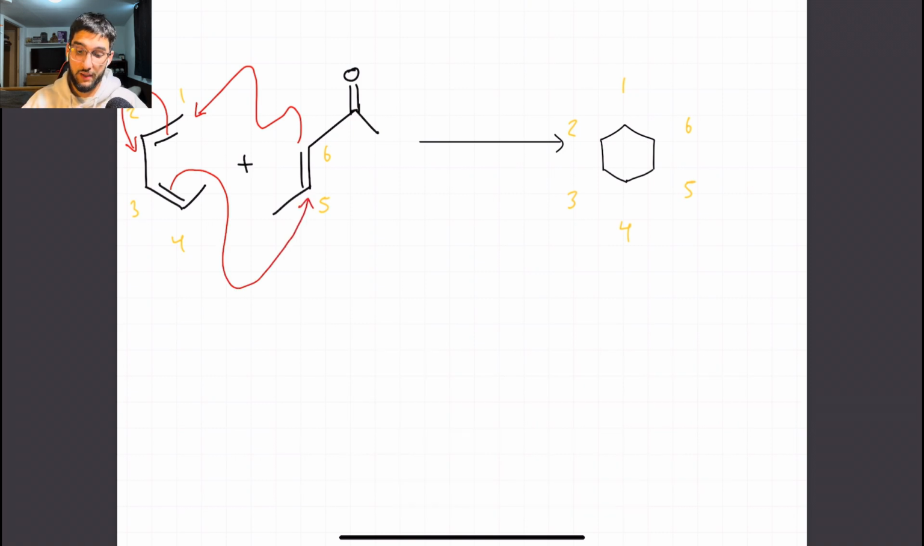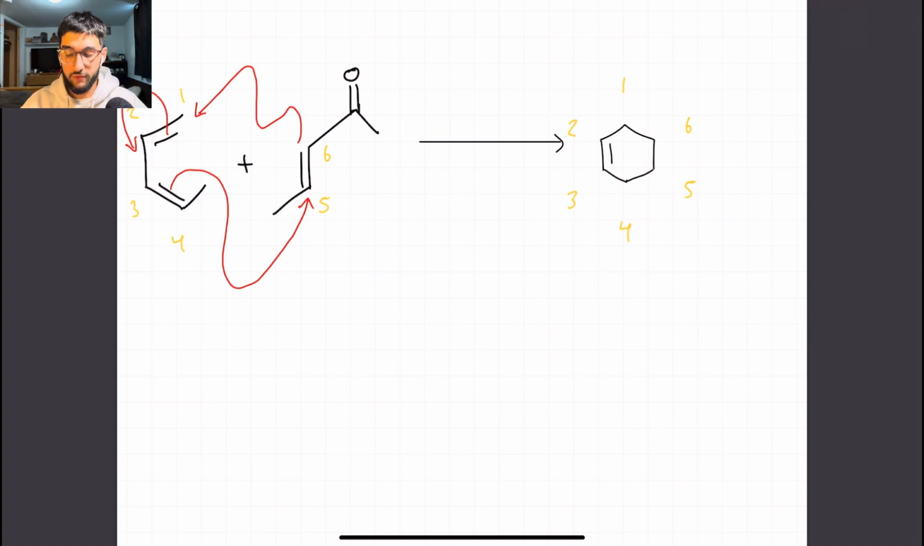So if we run through this mechanism, we see 6 attacking 1, which is why they're connected. This double bond moving between carbons 2 and 3, so we can go in and draw our double bond between carbons 2 and 3. And then the double bond from carbon 4 attacking carbon 5, which is why carbon 4 and 5 are connected on their product side.